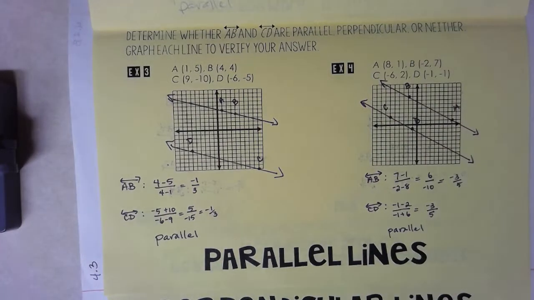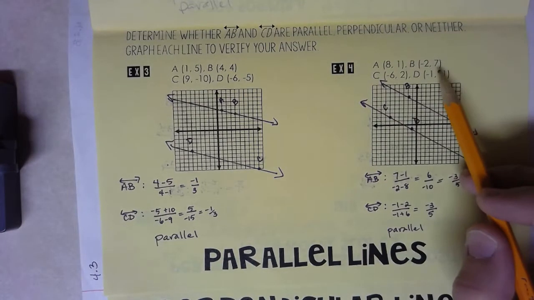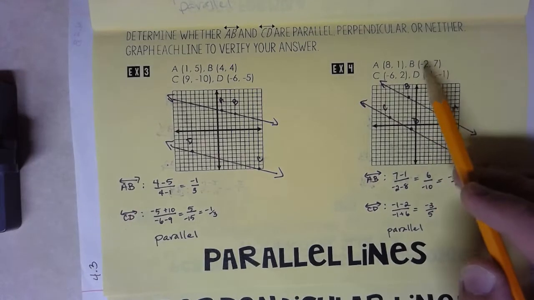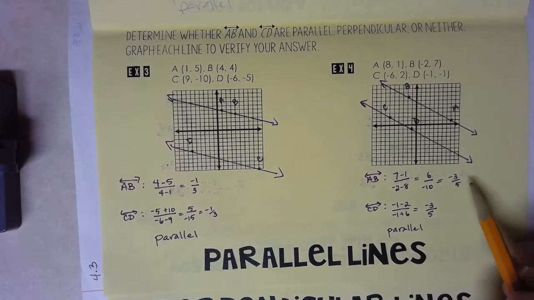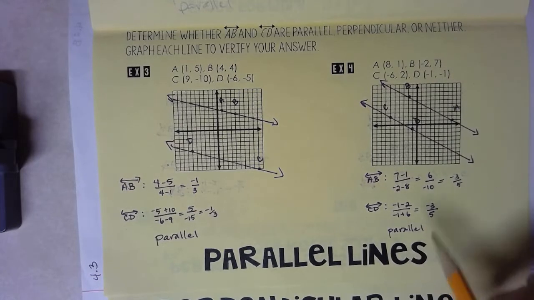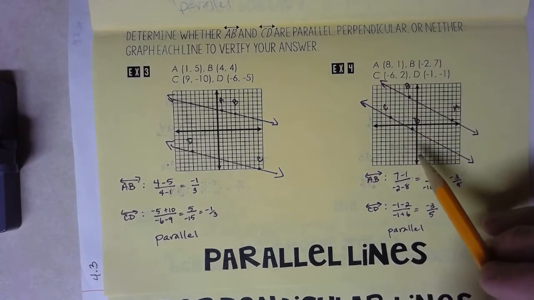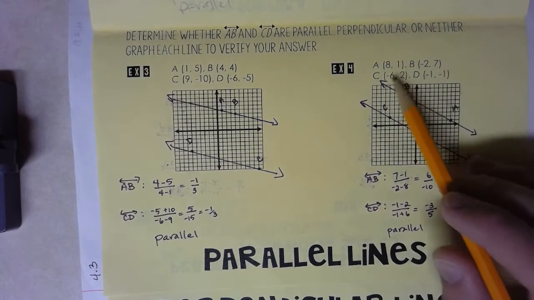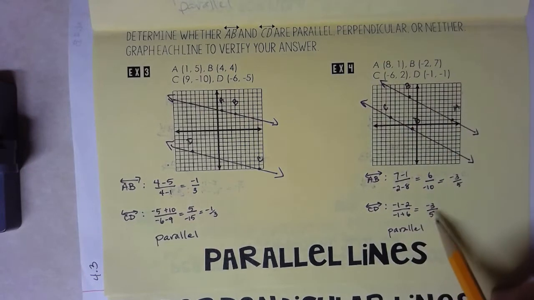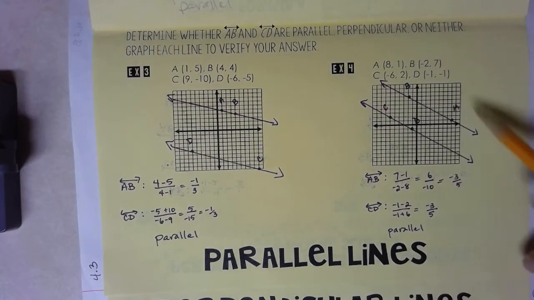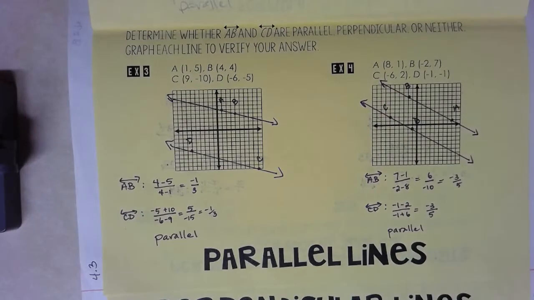Okay, example 4, same thing. So we'll take 7 minus 1 over negative 2 minus 8. We wind up with 6 over negative 10, which can reduce down to negative 3/5. Then we take negative 1 minus 2 over negative 1 minus negative 6, which will turn into negative 1 plus 6. And we again wind up with negative 3/5. So same slope means they must be parallel, and we just graphed it to verify that.